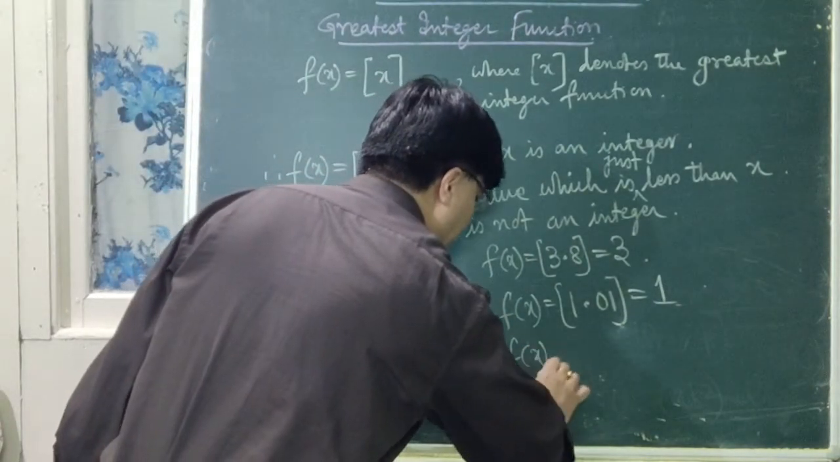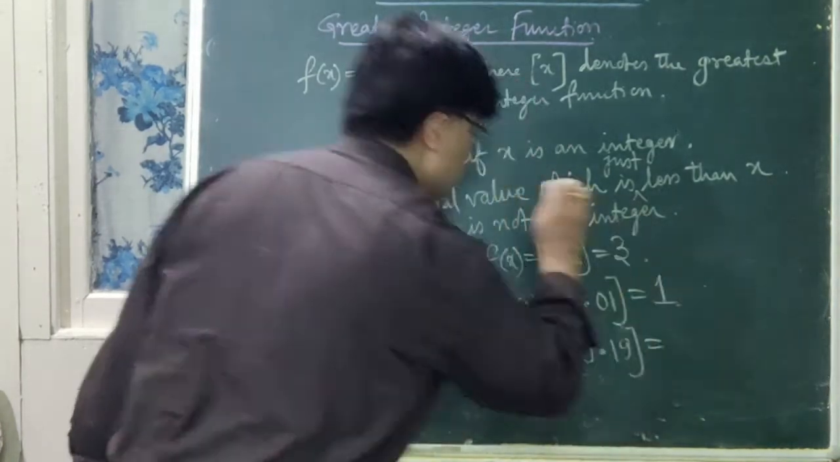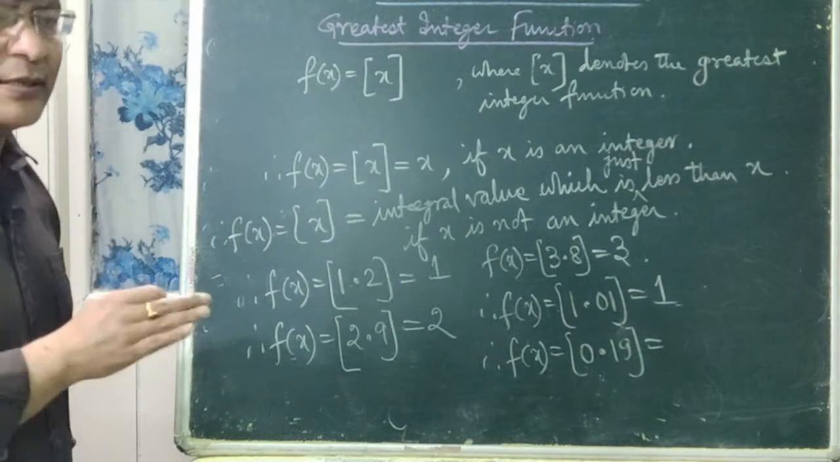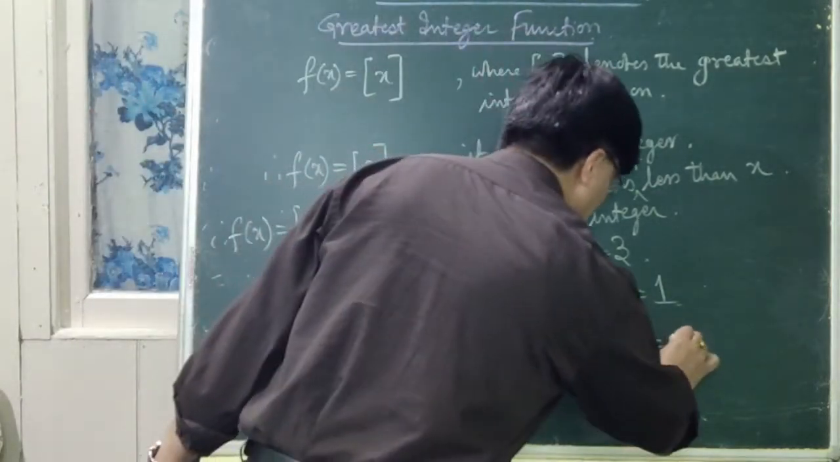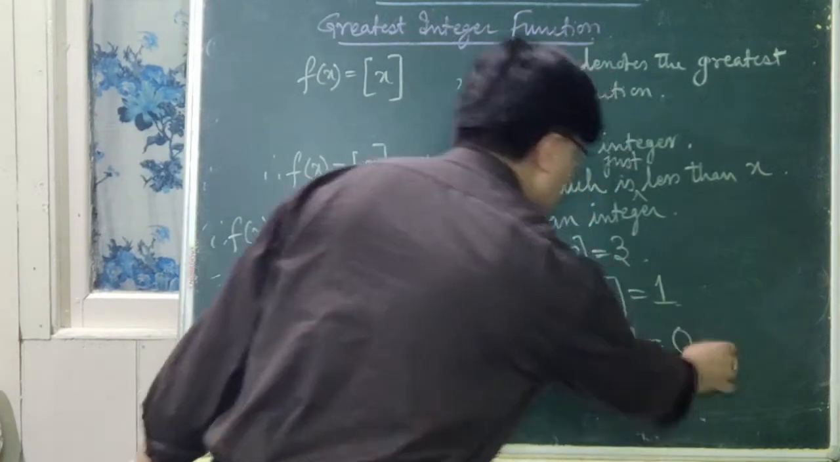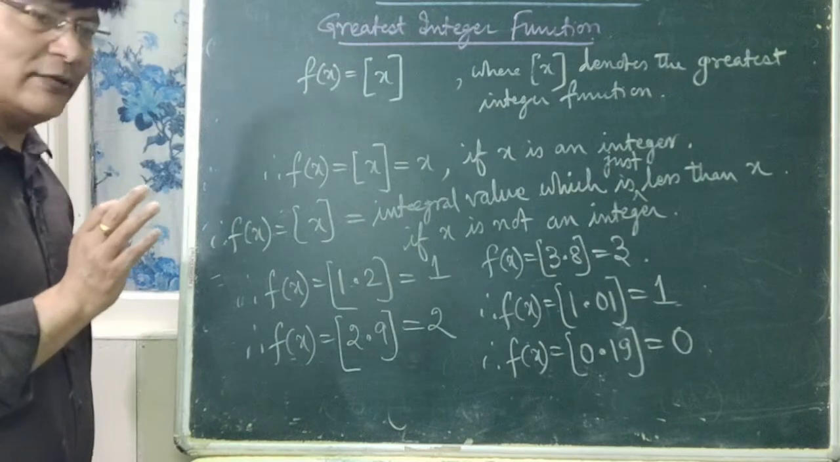Suppose you have f of x is equal to [0.19]. What will you write? Which is the integral value just less than 0.19? That is 0. It's not 1. Is that clear to all of you?